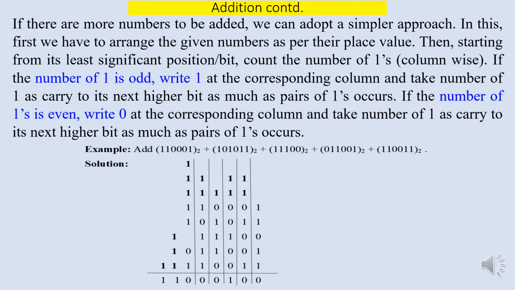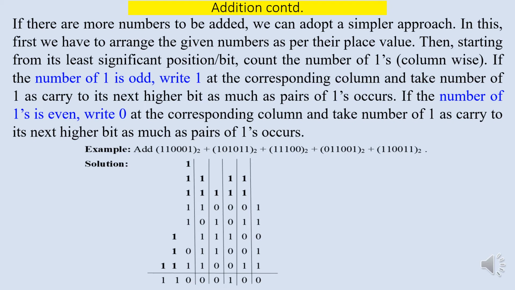In the adjacent example, there are 5 binary numbers: 110001, 101111, 100011, 001, and 110011. So after arranging them as per their place value, start counting the number of ones from the least significant bit. Here we can observe the total number of ones is 4 in the least significant bit position. So write 0 in the same column and take 2 ones to the next higher bit as carry because 2 pairs of 1 are formed.